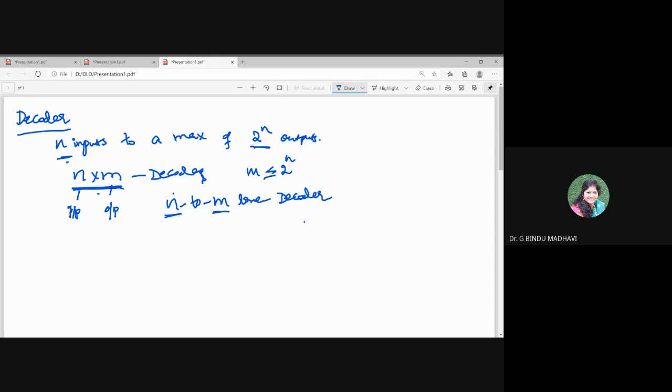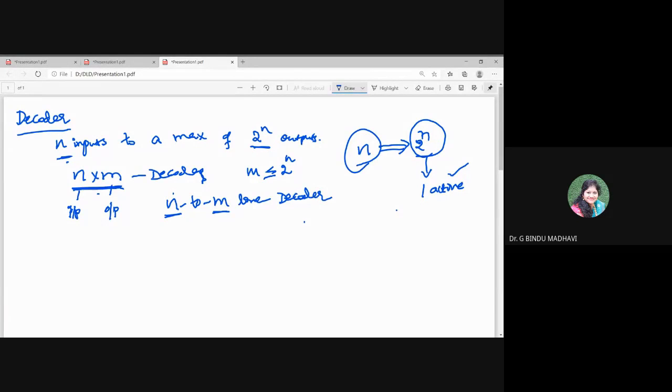So what is the purpose of a decoder? Based on the given number of inputs, the present input, the output will be produced. And you need to remember one thing: n inputs will produce 2 power n outputs, but out of 2 power n, only one will be active at any time, based on the n value.